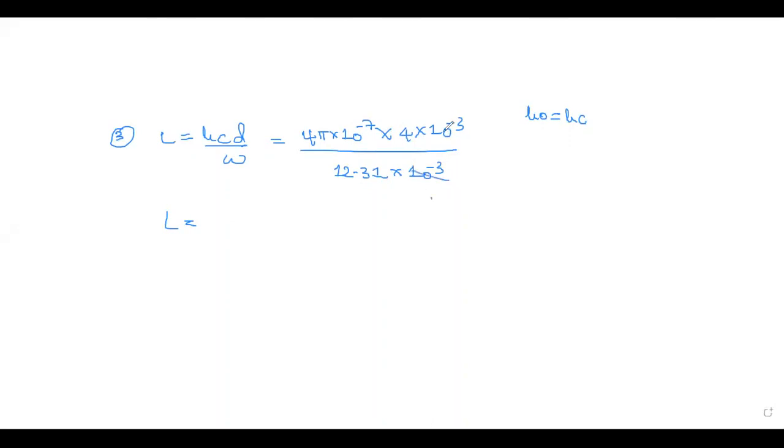Again here, 10 power minus 3 gets cancelled. We'll be left with 16 pi divided by 12.31. 0.4 micro, correct. 0.41 microhenry per meter. Getting the same, others?